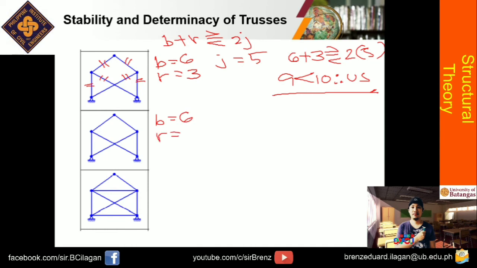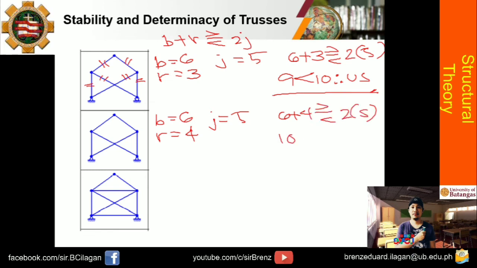So, yung R mo magiging, so pareho na siyang hinge. So, ito is magiging 2 plus 2 or 4. And then we have here the joints. Sorry. So, 1, 2, 3, 4, 5. So, 5. So, anong napalitan lang sa equation? So, this is 6 plus 4 is greater than equal or less than 2 times 5, or that is 10 is equals to 10. So, therefore, this problem will be under the category as statically determinate, or that is stable and determinate.